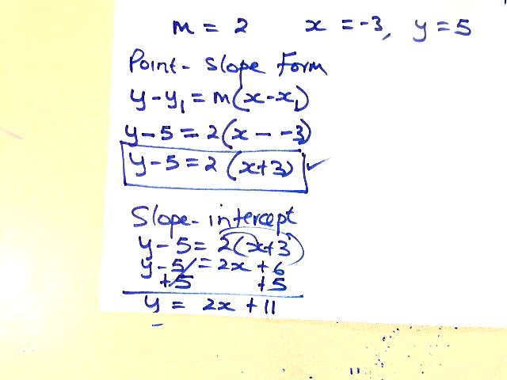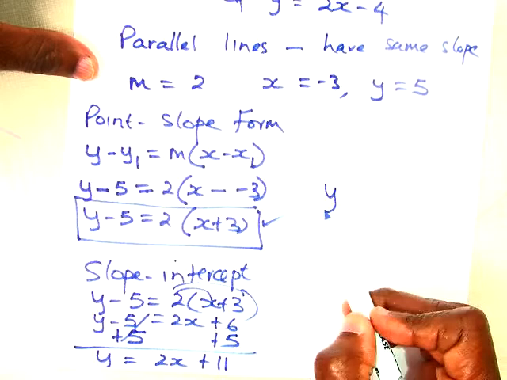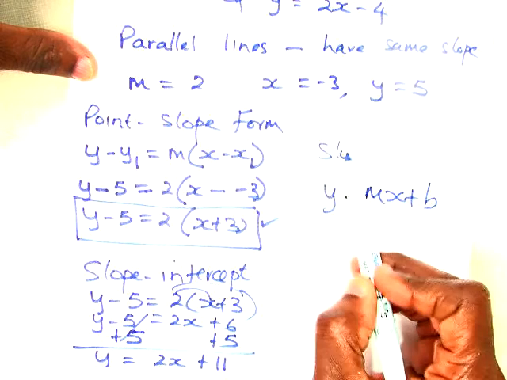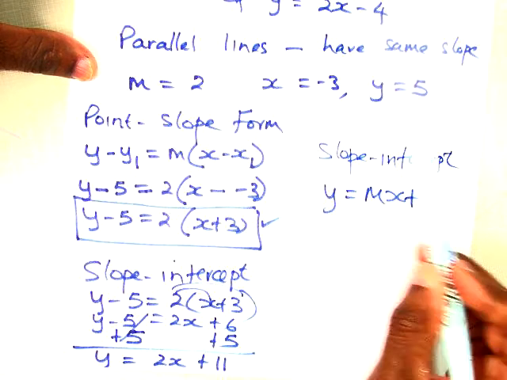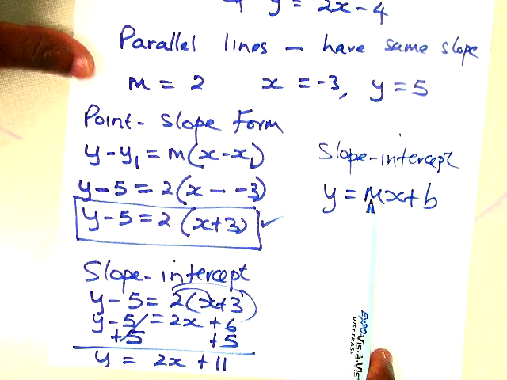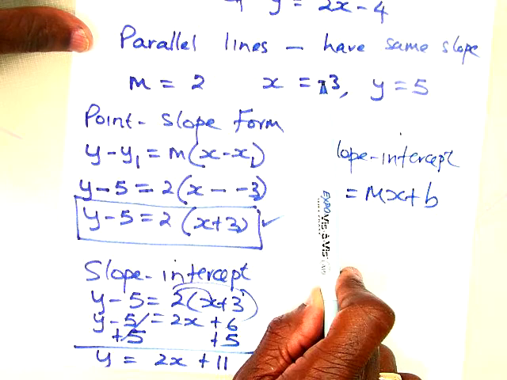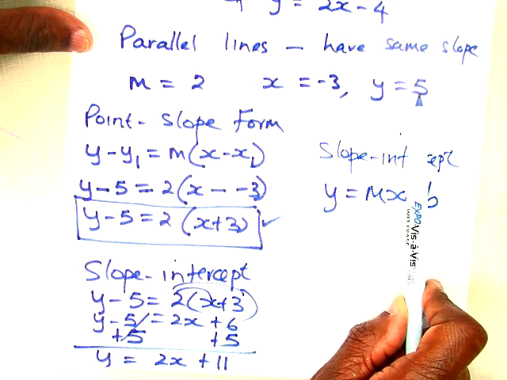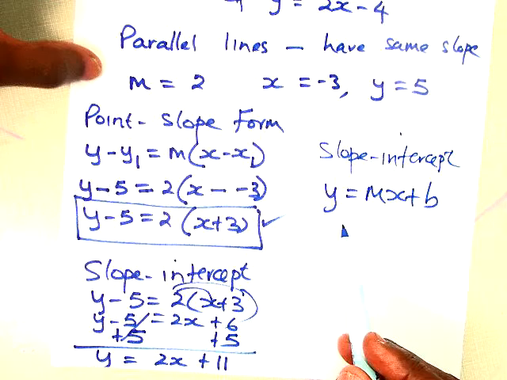But what if you wanted to just go straight to slope-intercept form? Remember we previously learned we could use y equals mx plus b, which is slope-intercept form. We already know what m is. M is 2. We can plug in the x coordinate we're given, -3, the y coordinate we're given, 5, and then just simply find the y-intercept b. So let's do it this way as well.